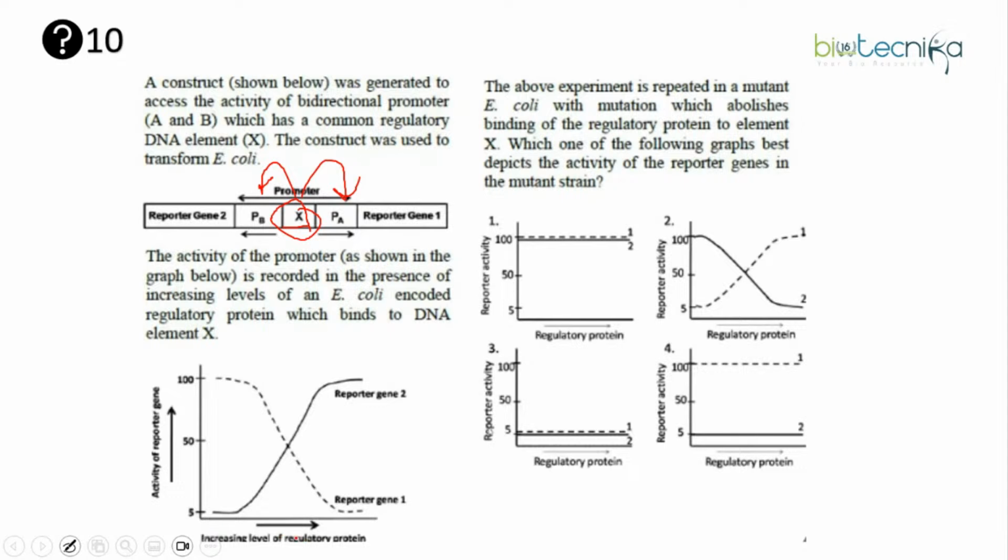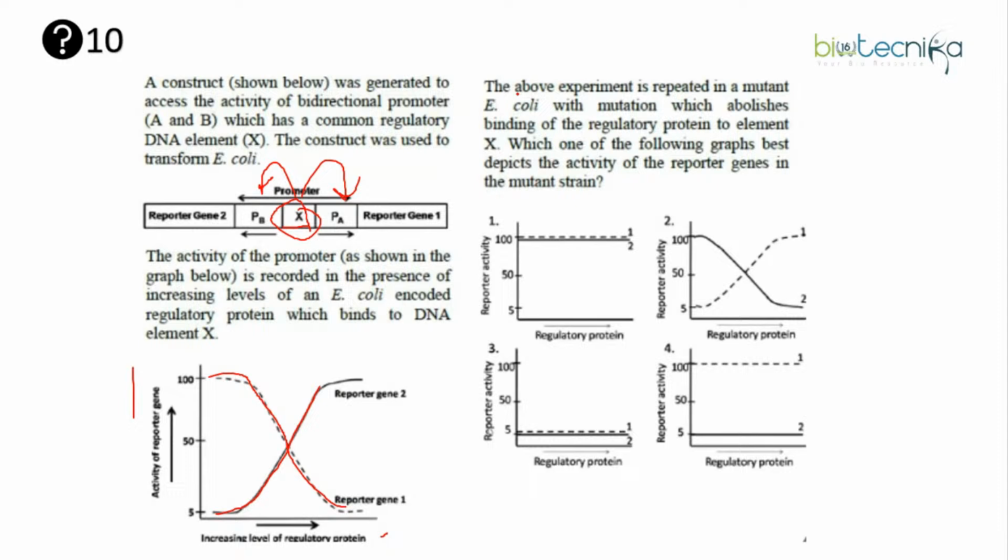The x-axis shows increasing levels of regulatory protein, and the y-axis shows the activity of the reporter gene. So as we see here, as the regulatory protein levels increase, gene 1 activity is getting reduced and gene 2 activity is increasing. This is the standard.